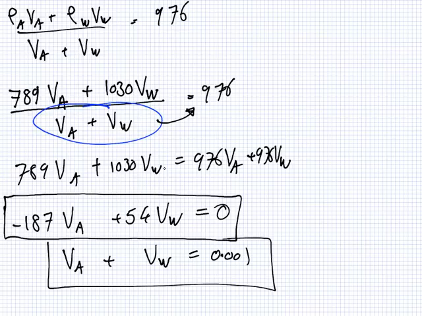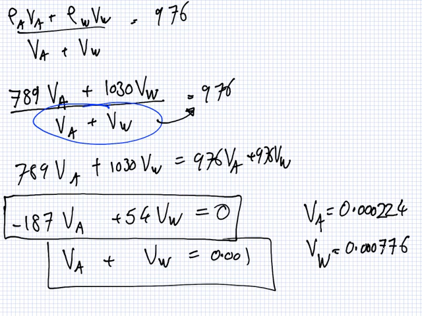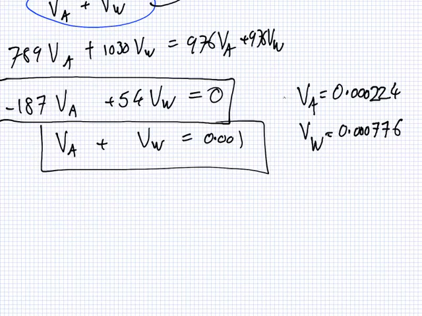VA equals 0.000224 and VW equals 0.000776. Nearly finished. I just want this as a percentage of the total. So as a percentage, it will be 0.000224 over 0.001 times 100. That is the answer here, as a percentage.